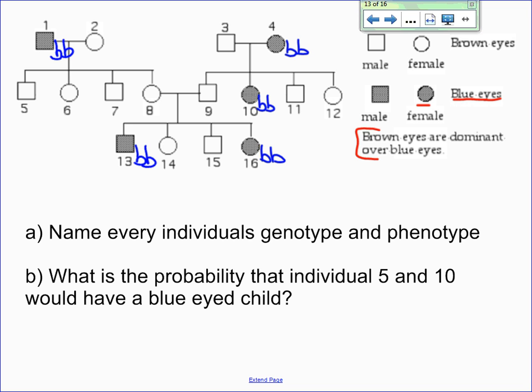Well, if we take a look, number 3 is still a mystery for us. Number 3 is right here. We know that everybody else on here has to have at least one big B, so you can go through and fill all these in. They have brown eyes, so they have at least one big B. We don't know what the other one is yet. We'll know in a second.